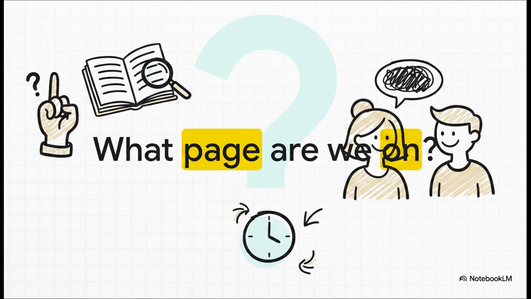Sometimes, when we're reading a book together in class, you might lose your place. And you know what? That is completely normal. If you don't know where the class is reading, you can just turn to a friend or raise your hand and ask the teacher, "What page are we on?"